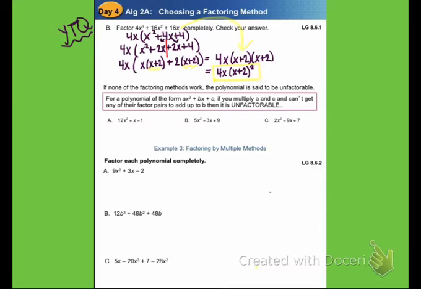And a real red flag for that is if you're using the AC method and you multiply the A and the C and you cannot find factors of the product of A and C that add up to the middle term B, you can pretty much be assured that if that's the case and you've thought about all the factors of the product of A and C and you can't get that middle term B, that it's not a factorable polynomial.